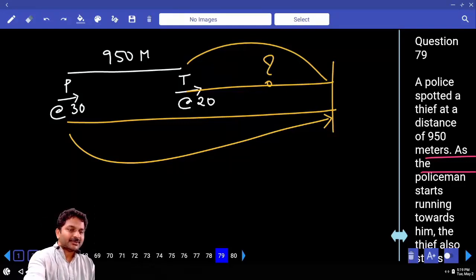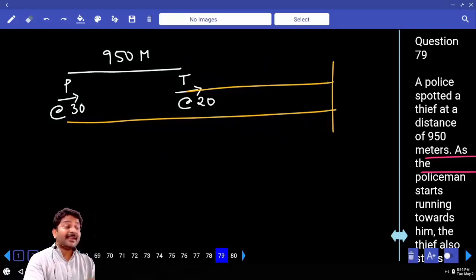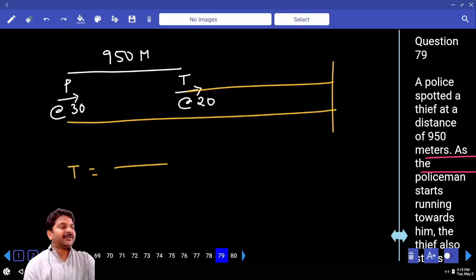So now first let me identify the time that the policeman takes to catch the thief. What is the distance between them?